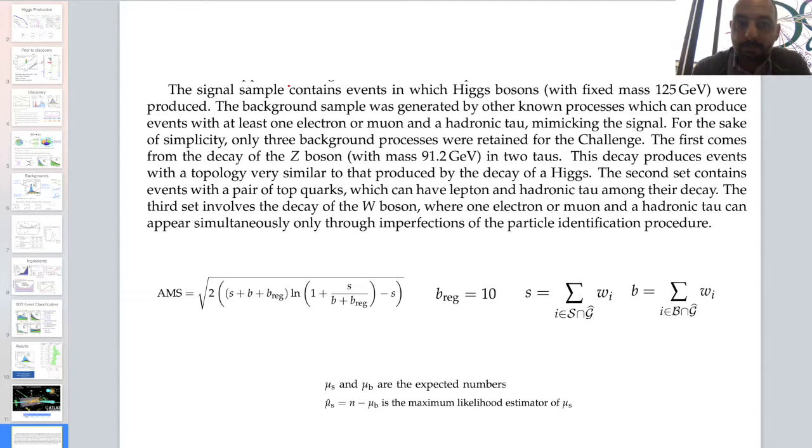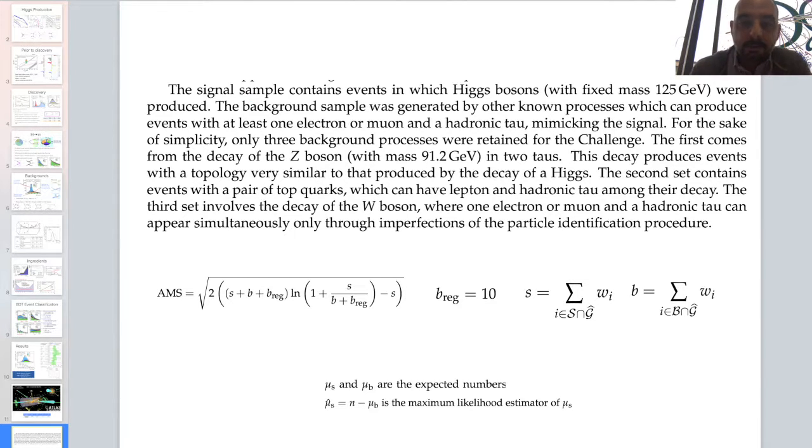And the third involves the decay of a W boson, where one electron or muon and a hadronic tau can simultaneously occur. Basically what happens is that you get one real electron, muon, or tau, and the other one is some fake, that you get from some background that you misidentify as being a real electron, muon, or tau.